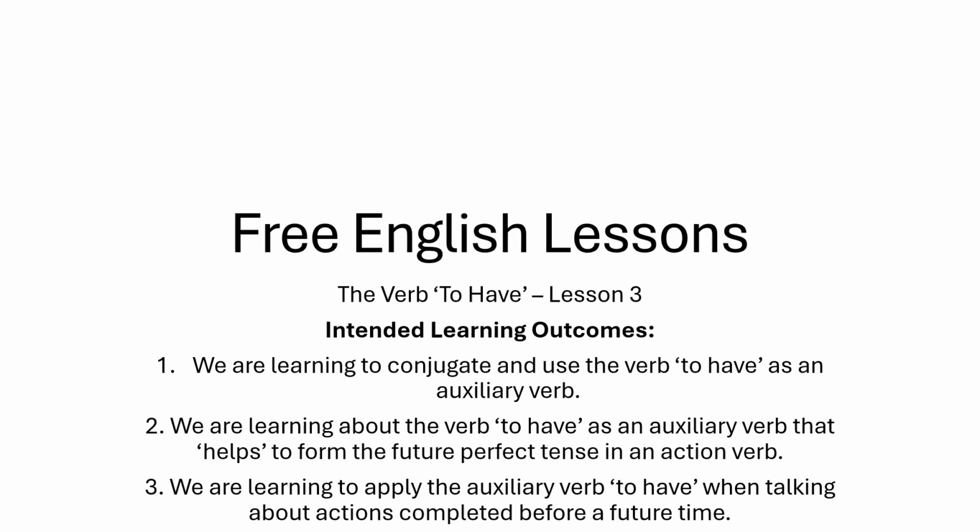1. We are learning to conjugate and use the verb to have as an auxiliary verb. 2. We are learning about the verb to have as an auxiliary verb that helps to form the future perfect tense in an action verb. 3. We are learning to apply the auxiliary verb to have when talking about actions completed before a future time.